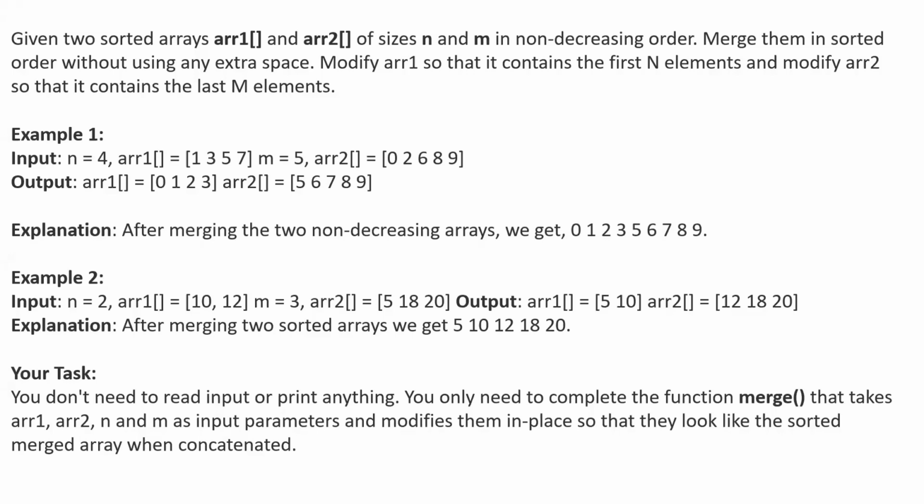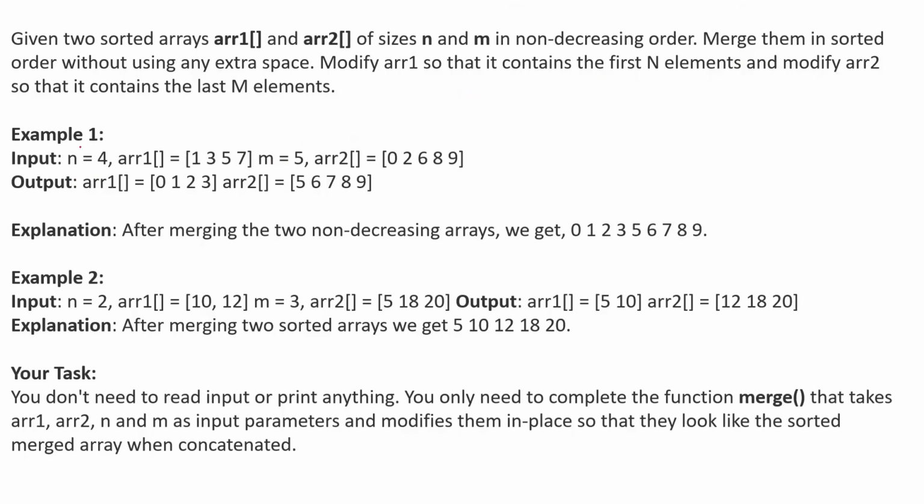Okay, now let's discuss the question. So the question says, given two sorted arrays ARR1 and ARR2 of sizes n and m. So there are two arrays of different sizes, ARR1 and ARR2, in non-decreasing order, right? So what you have to do is merge them in sorted order without using any extra space. You don't have to use any extra space and you have to merge them. Modify ARR1 so that it contains the first n elements, and modify ARR2 so that it contains the last m elements. So this is how you have to modify the first array as well as the second array.